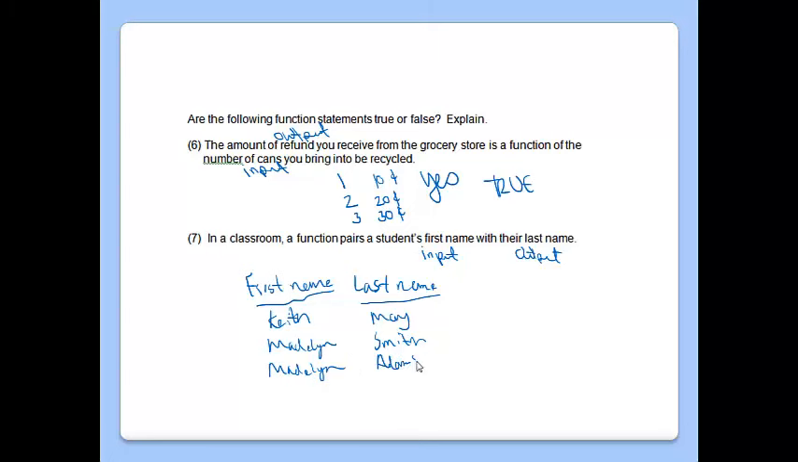And then, this is a very popular name right now, so we've got another Madeline, and her last name is Adams. Okay, I've already shown you that we have an input. The input is Madeline, but there are two different last names. So this one would not be a function, so this is going to be a false statement. And it does say to explain. I'm going to say because a first name could be paired with more than one last name.